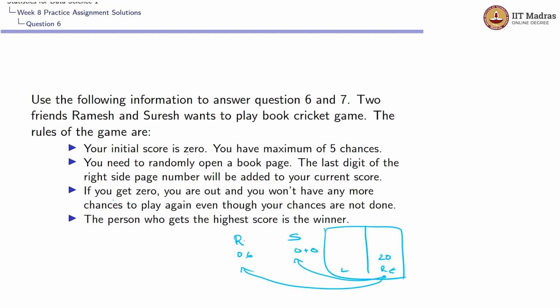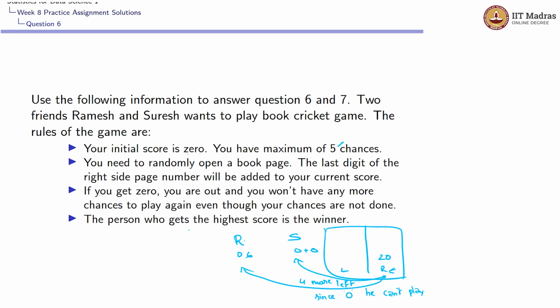Okay. If you get 0, you are out and you won't have any more chances to play again, even though your chances are not done. Suppose Suresh got 0 in the first case, then 0 will be added to his score, and he won't be playing for his next 4 chances. His total chances are 5, so he has 4 more left, but since he got 0, he can't play anymore. It's like he got out.